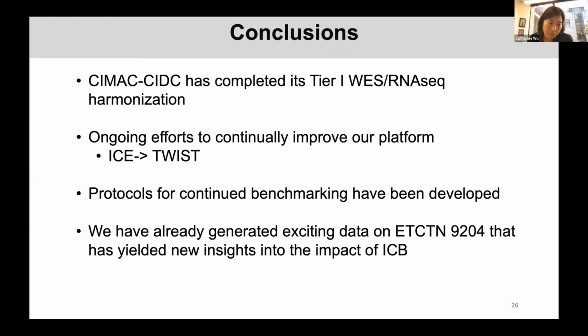And as I discussed, we've already been generating exciting data on the ETCTN 9204 trial. I think it's exciting to see that in a very different setting, blood malignancies and transplant, we see very similar sorts of insights that have already been identified in solid tumor malignancies, really extending our understanding of immune checkpoint blockade.